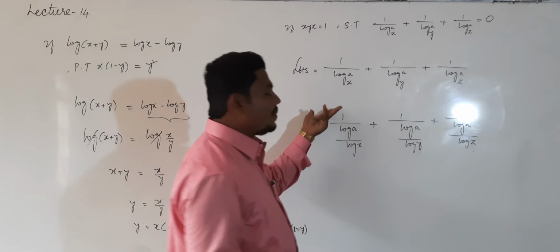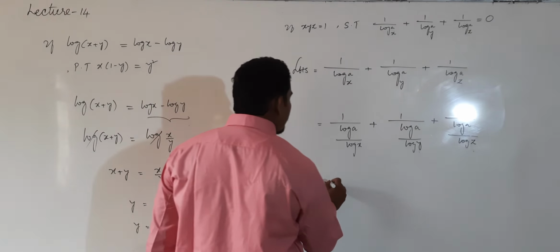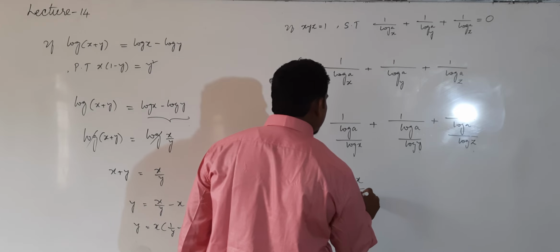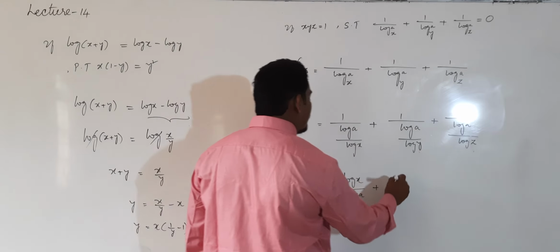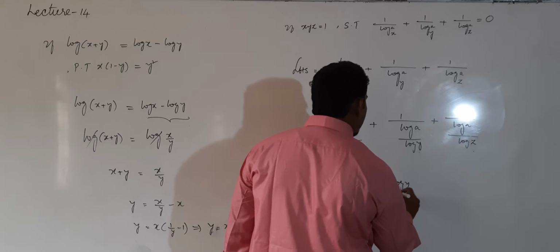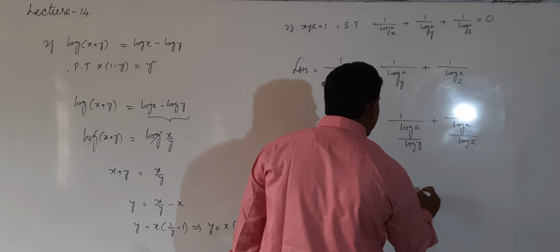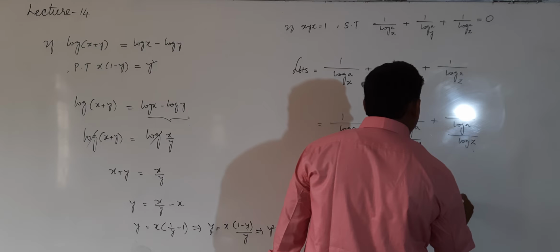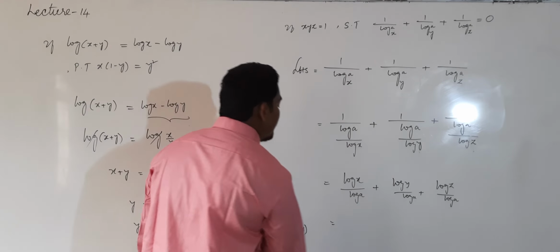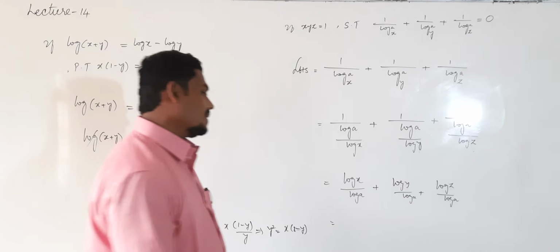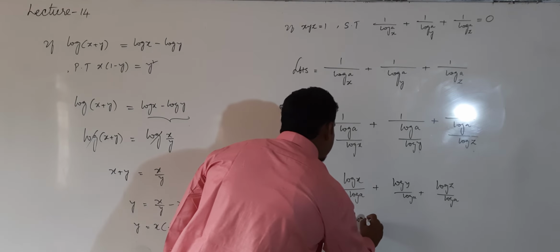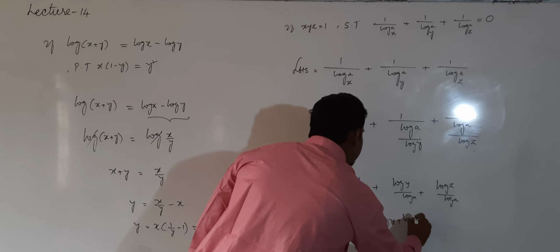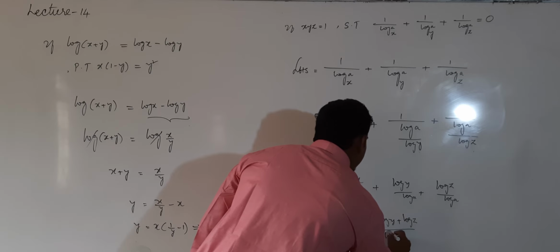Now the denominator of the denominator becomes the numerator. It becomes log x divided by log a plus log y divided by log a plus log z divided by log a. Now taking LCM, LCM is log a, then we get log x plus log y plus log z divided by log a.